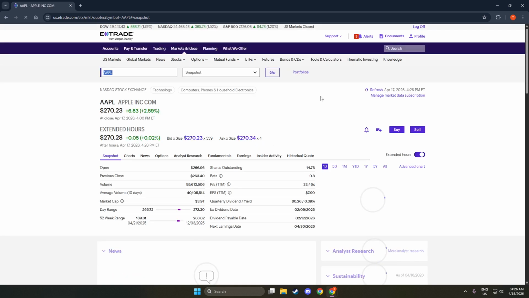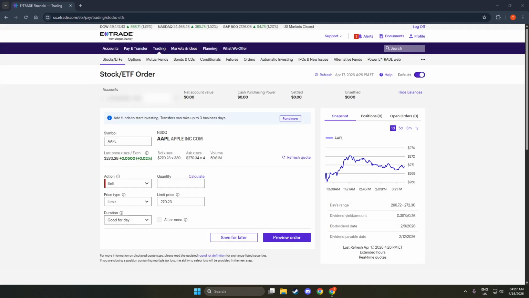Next, choose Sell as your action. Since a stop loss is about protecting an existing position, we're setting up a sell order that activates if the price drops. Now look for the price type menu. From that list, select Stop on Quote. This is the stop loss option on E*TRADE.